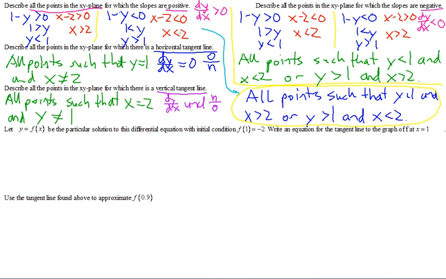All right, then the next part says let y equal x be the particular solution. Notice it doesn't ask you to find it, though. That's where you'd have to separate the variables and integrate both sides, and then use this point to solve for c. But here, notice what it's asking for is something that takes a lot less time here. All it's asking for is to write an equation for the tangent line of f at x equals 1. So the tangent line, you need two things, remember to write, point of tangency and the slope. The point of tangency they give you right here is 1, -2.